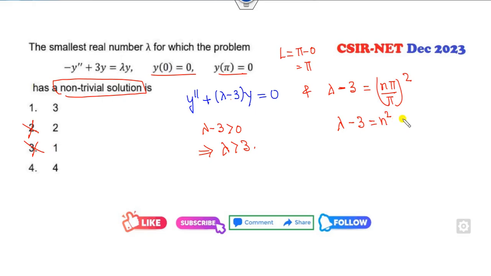Now from here, n is my positive integer. So what is the value of this? You can see 3 can never be possible. 3 is only possible if it's strictly greater than 3. So this option is also cancelled. Only the option left behind is here.